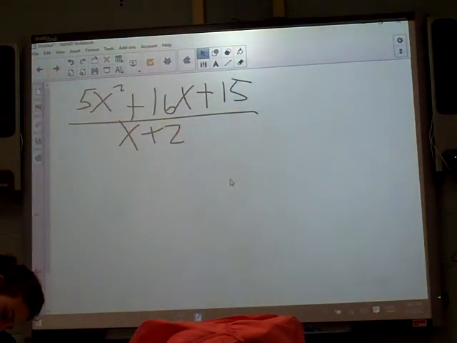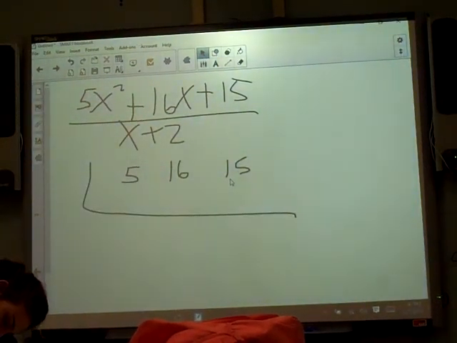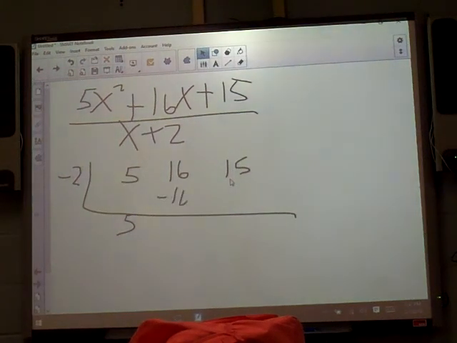Alright, let's see how we did. I gave you a smaller one, like I said. The highest power was squared, so we had a 5x squared, a 16x, and a constant of 15. What did you put outside your box? Negative 2, very good. Drop your 5. 5 times negative 2 is negative 10, and it goes in the next number, and that's where your addition starts. So that gets you a 6. And then 6 times negative 2 is negative 12. And then that gets me 3 when I add. We are right on those numbers.